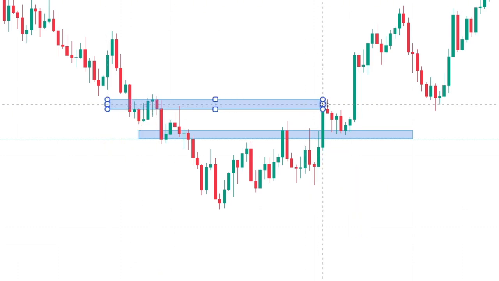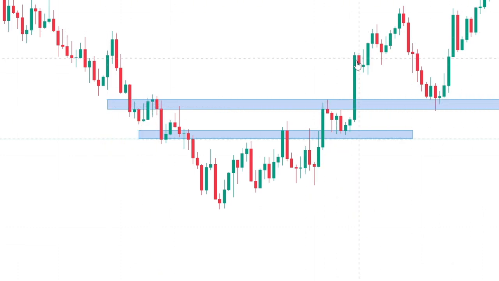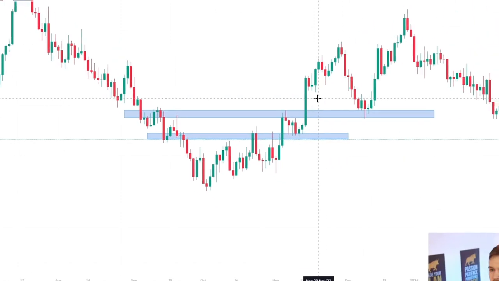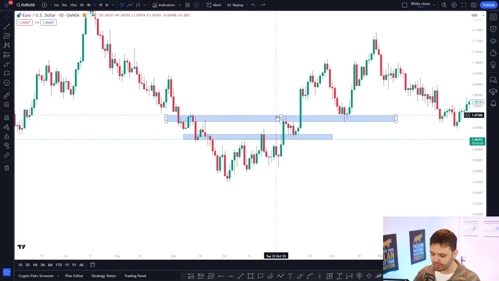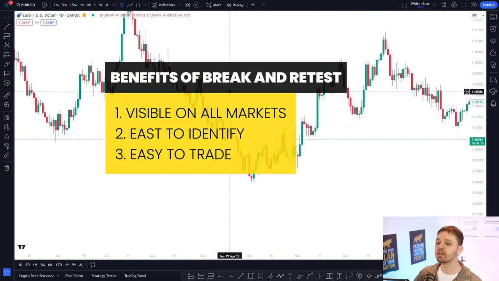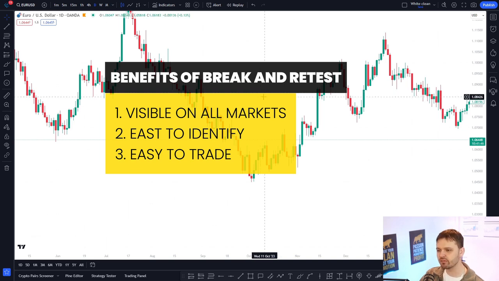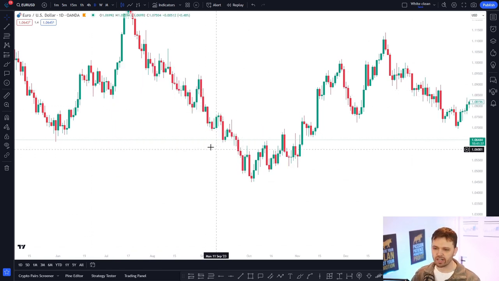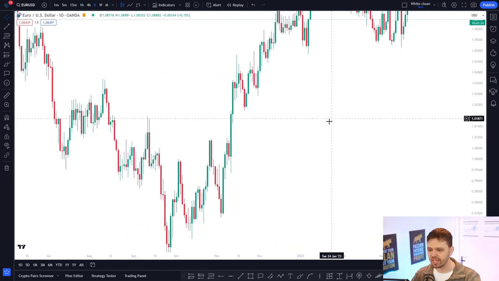Let's extend that horizontal zone to the right, and what you see right here is a beautiful example of a break and a retest. So you can see it's very easy to identify the break and retest, and that's why I believe this way of trading and this concept is so effective and so easy to use. It's visible in pretty much all tradable markets. It's easy to identify, it's fairly easy to trade, and the probability of a level that has been broken to get retested is actually quite high, as I will show you when we look at the data of this.